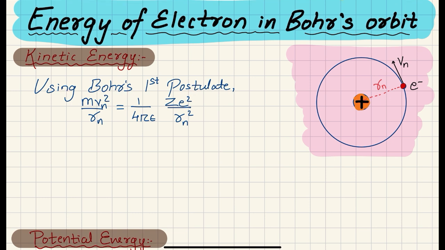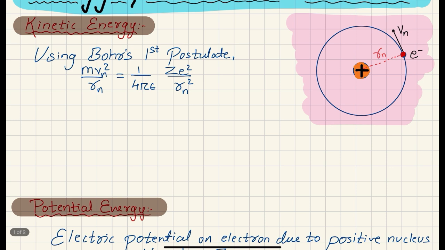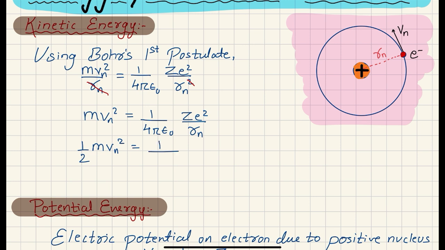Now, using the Bohr's first postulate, we can very easily arrive at kinetic energy because we know kinetic energy is half mv square. I already see the mv square term here, right? So what I can do is simply cancel out the rn with the square term here. That leaves me with mvn square equal to 1 over 4 pi epsilon naught Z e square over rn. Now, I know that kinetic energy is half mv square. What I have is only mv square. So I can simply multiply half on both the sides. This will be half mvn square equals 1 over 8 pi epsilon naught Z e square over rn.